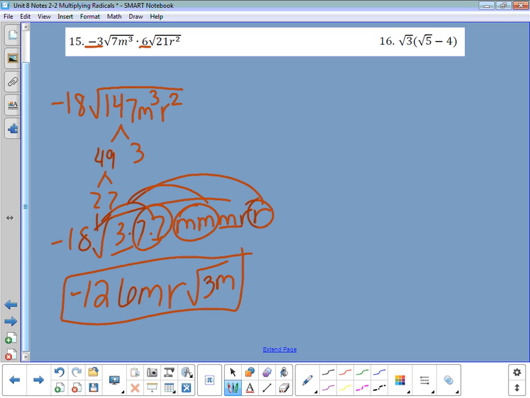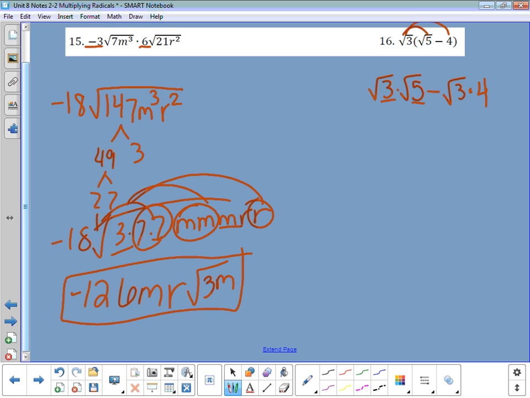Let's take a look at number 16. So this one is just using the distributive property. It's not anything really that new. So what you're going to do is you're going to take the square root of 3 and multiply it to each thing. So I'm going to take the square root of 3 times the square root of 5 minus the square root of 3 times 4. So first, remember, you always multiply things underneath the radical with things underneath the radical. Next, things outside the radical with things outside the radical, okay?